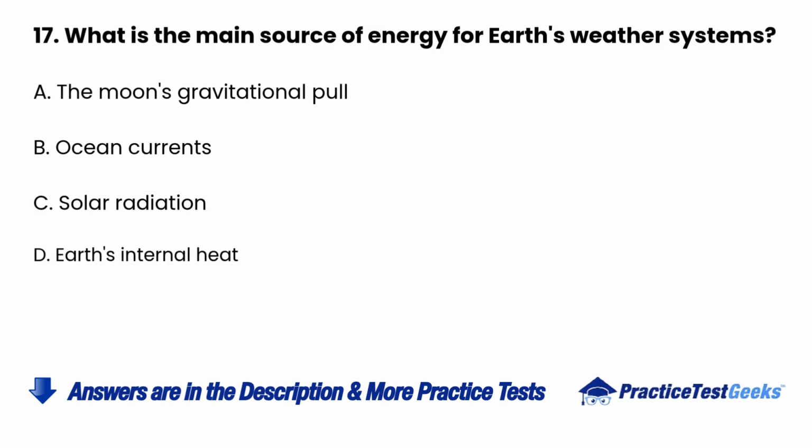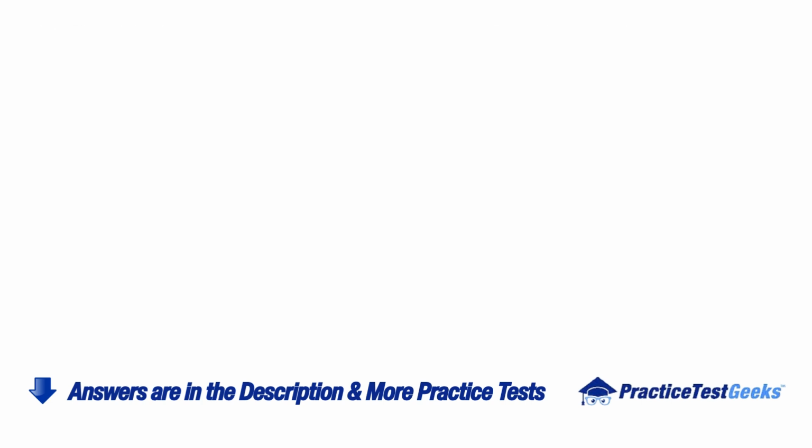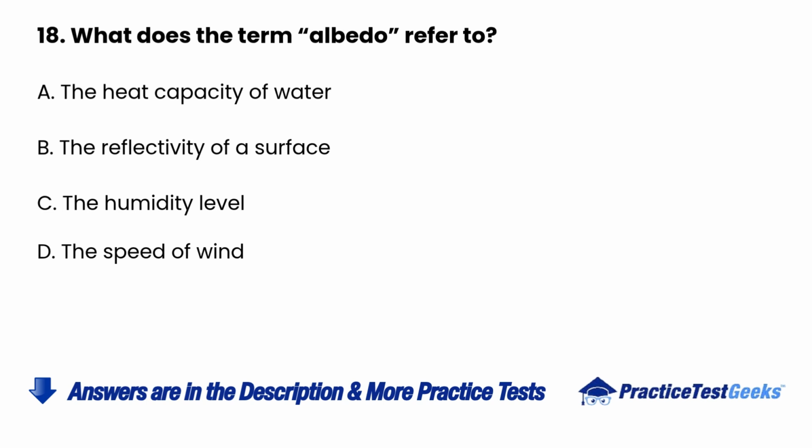17. What is the main source of energy for Earth's weather systems? A. The moon's gravitational pull. B. Ocean currents. C. Solar radiation. D. Earth's internal heat. 18. What does the term albedo refer to?